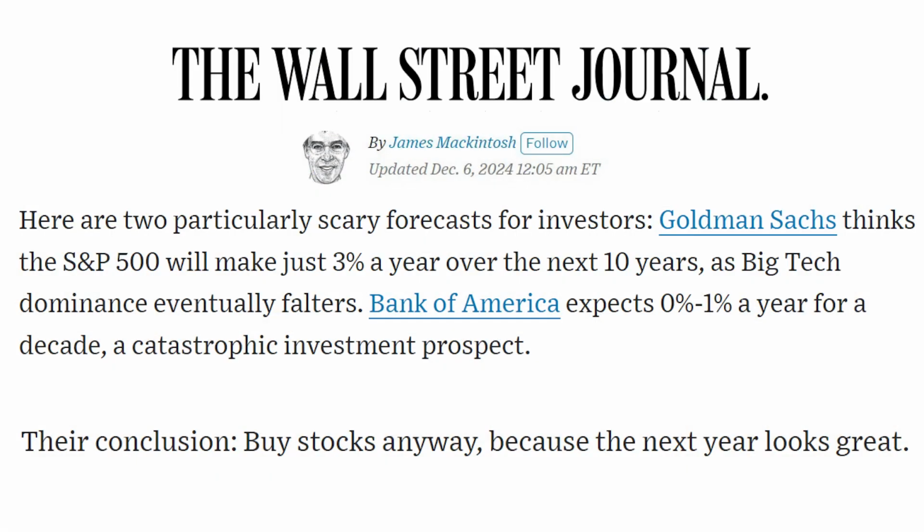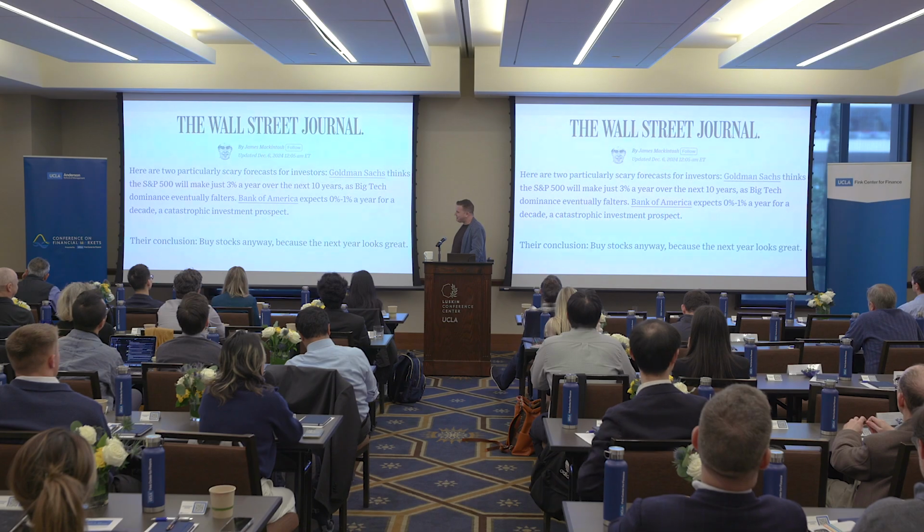Another recent example, Goldman had a forecast that came out very low relative to everybody else. They said the market would have 3% returns over the next 10 years. Everybody else is kind of 7 to 9% in this era. The conclusion the Wall Street Journal drew is buy stocks anyway because the next year looks great. So again, not a massive amount of conviction behind this.